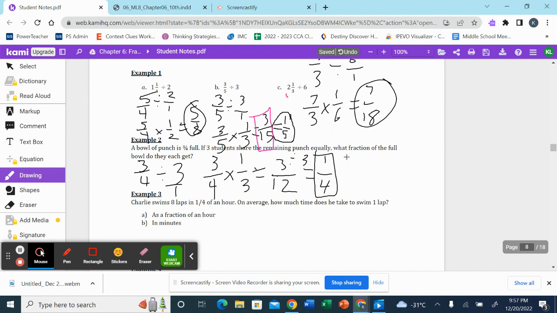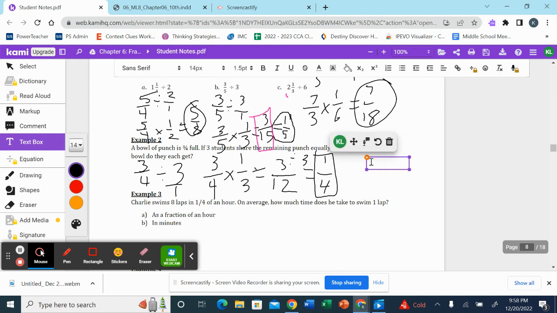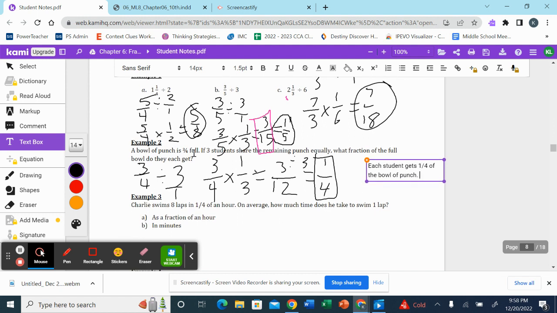And I should be writing my answers in complete sentences for problems. So then I would say each student gets 1/4 of the bowl of punch. And that makes sense, right? Because we think, 3/4 full, split between 3 students, each student gets a quarter.